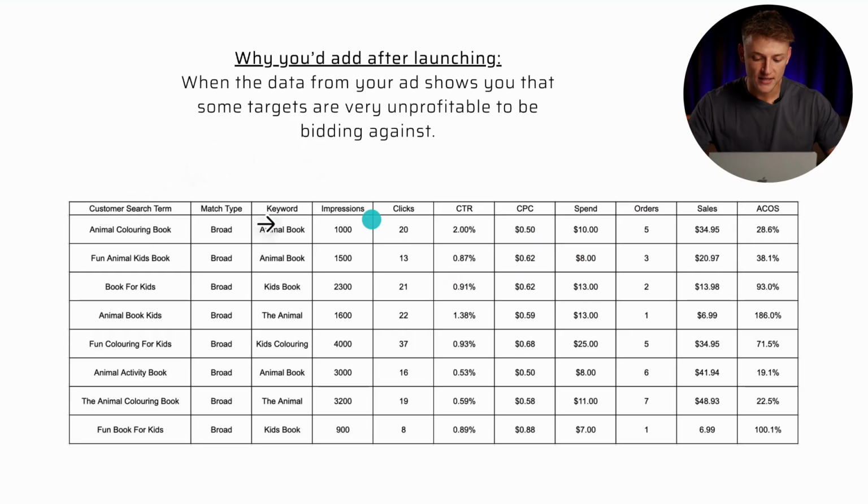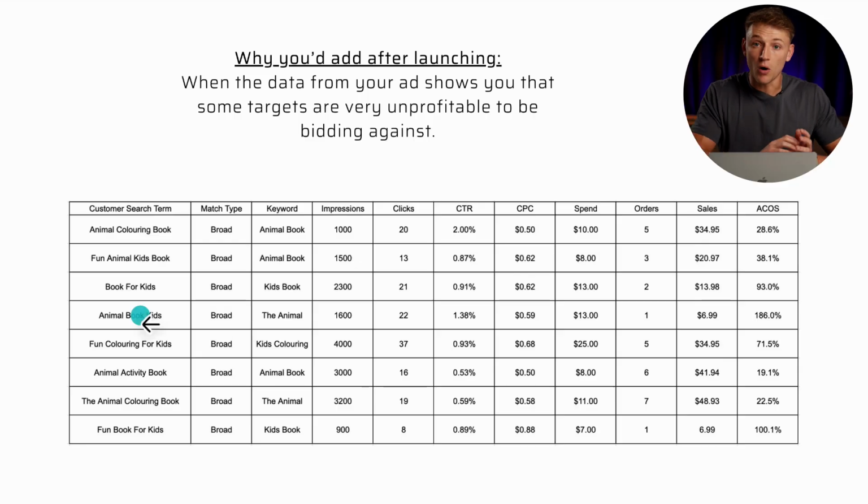So let's just say this is some of your ad data after you've launched your ad and you want to add some of these as negative keyword targets. Let's just say we had the term animal book for kids coming up as a keyword that we've been bidding against. We didn't know before we launched our ad that it wasn't going to be profitable. So we're only going to figure this out after we've launched our ad, and that's why you would use negative targeting here. So animal book for kids, as you can see, we spent $13 on this and it's only got a $6.99 back in sales.